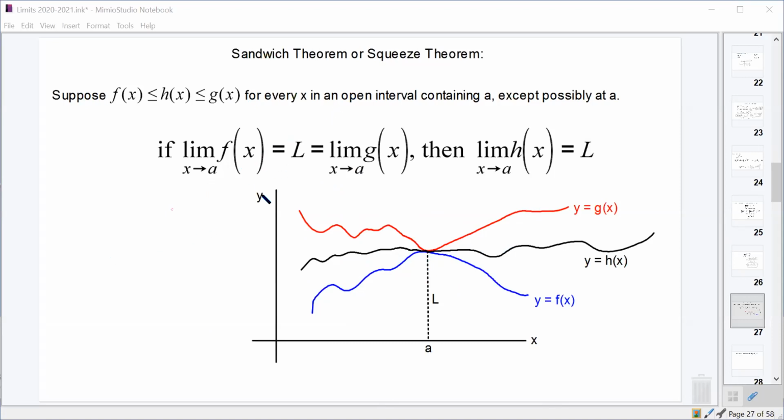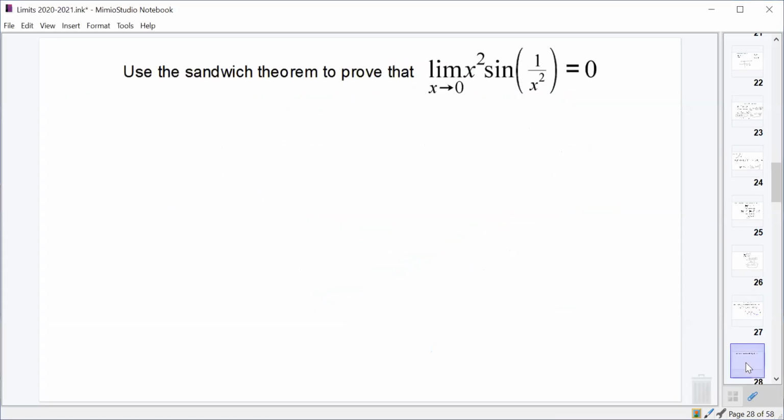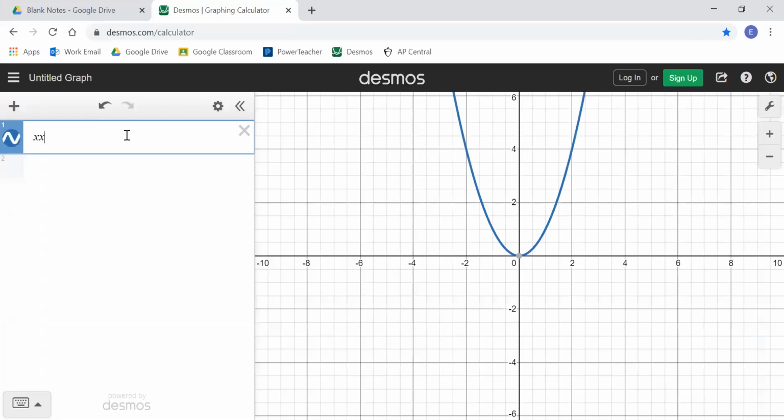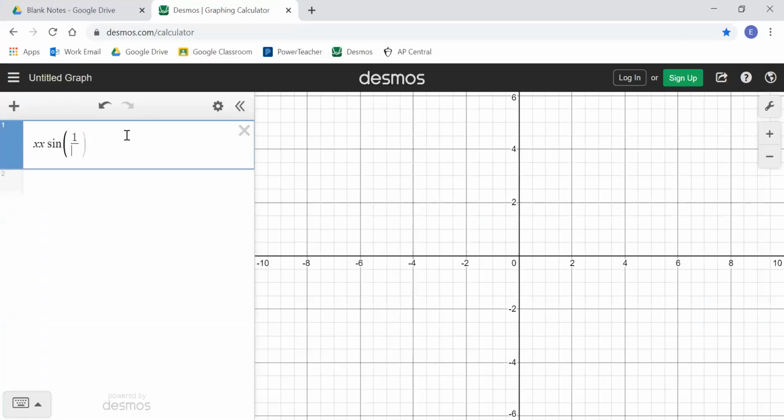Yes. All right, if everybody feels okay, then we're going to move on and we're going to start dealing with it. So we are going to use that theorem to prove that the limit as x approaches 0 of x squared times the sine of 1 over x squared is equal to 0. Before we start trying to prove it, though, we're going to actually take a look at what that graph looks like in Desmos. So let's do that real quick. We've got x squared sine of 1 over x squared.